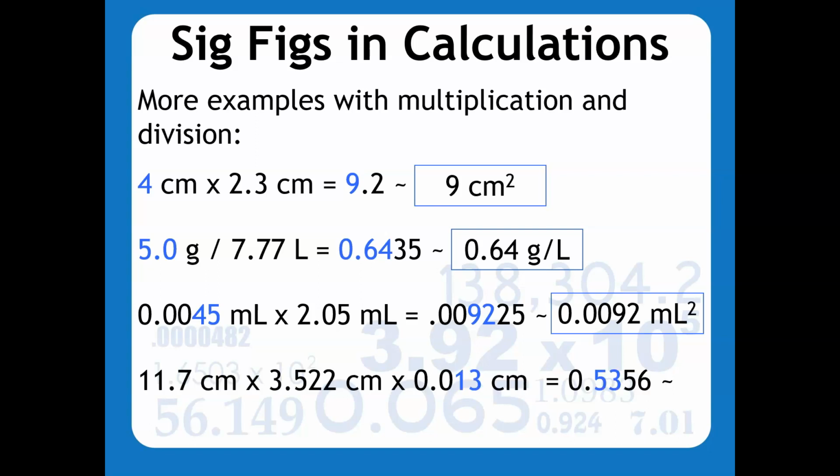And then finally, notice we're multiplying 3 numbers, but again, you handle it the same exact way. You're going to just multiply everything, and your answer is going to reflect the least number of significant figures, and in this case, that would be 2. So 0.54 centimeters cubed would be the answer here.